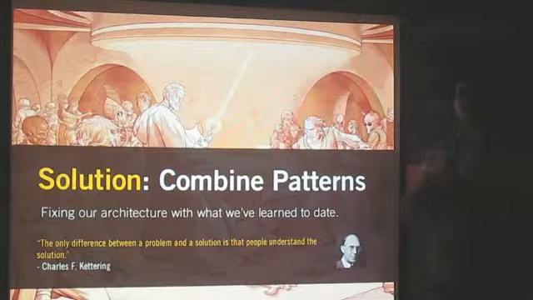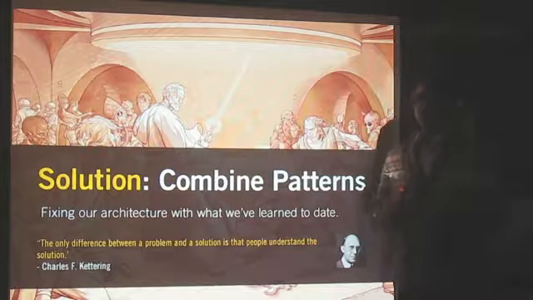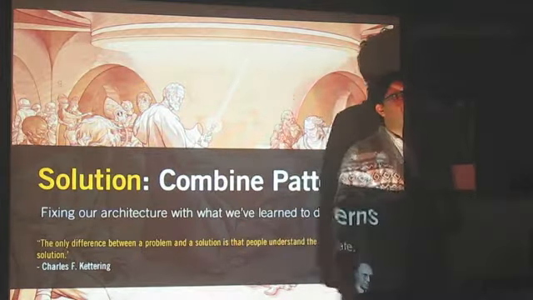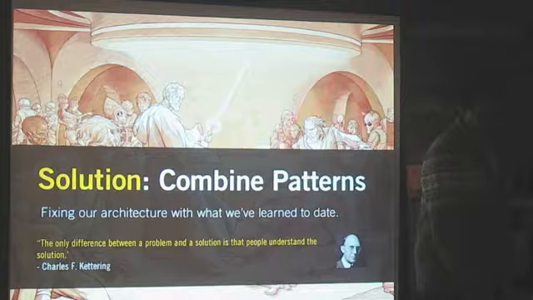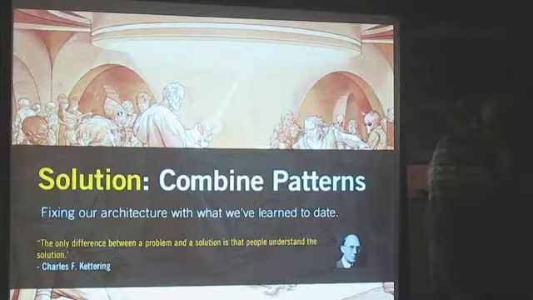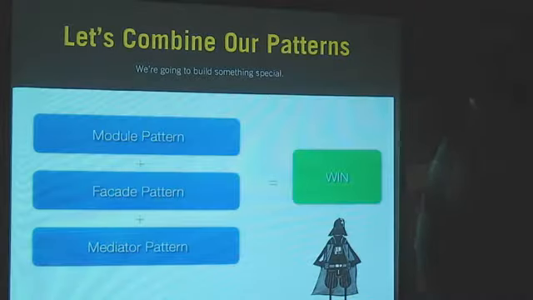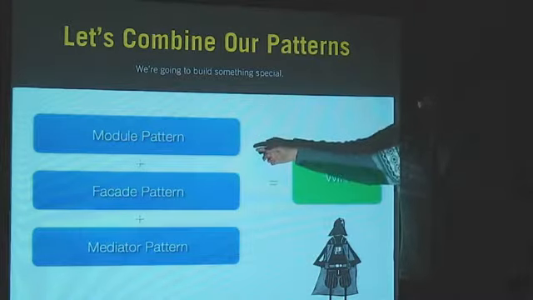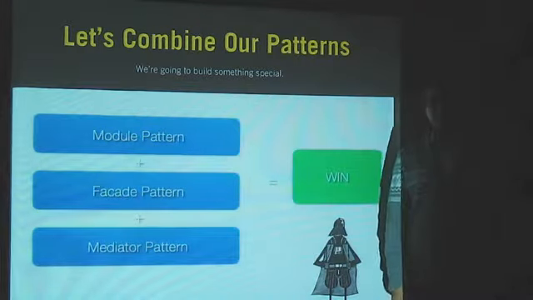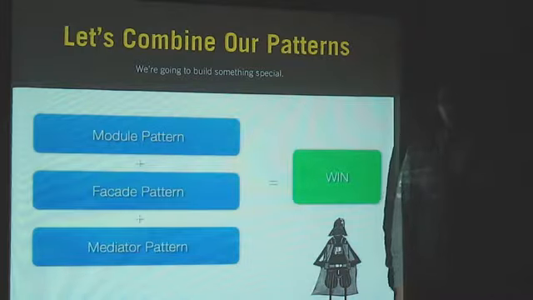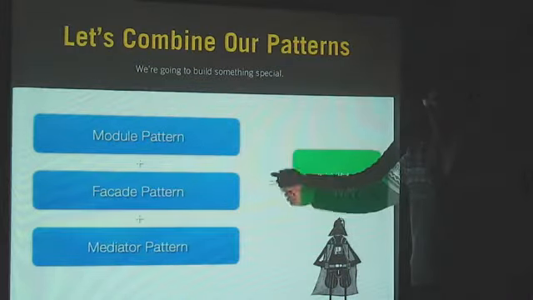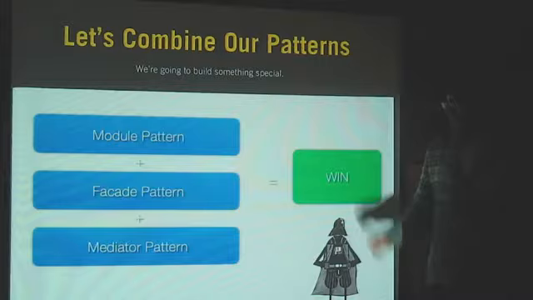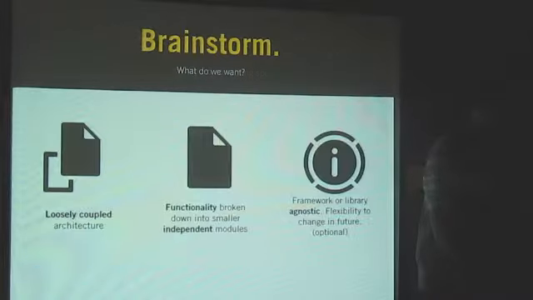So the solution that you can use to build large applications is actually combining a number of patterns. We're going to use what we've learned in this presentation to fix this. Right, so we're going to combine the module pattern, and this can mean the module pattern that's in vanilla JavaScript. It can mean AMD if you want. We're going to use the facade pattern and the mediator pattern to get this working.